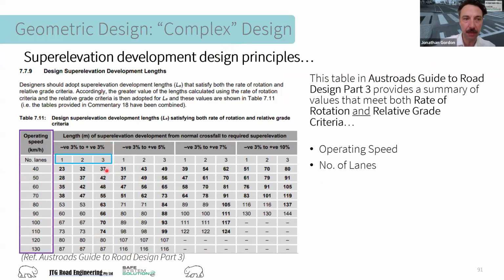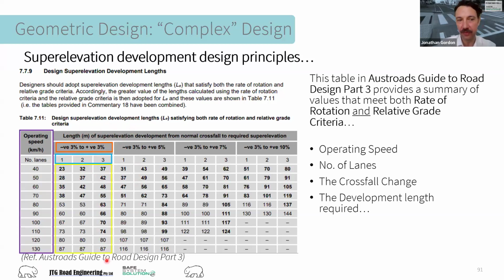So I'm going to use this example here, which is a 3% to 3% crossfall change. Number of lanes, typically it would be a single lane twist for a crown carriageway. If you had one-way crossfall, you might be tilting it from one edge only. You could be looking at a two-lane twist though. And then we've got our crossfall change, which I suggested just earlier, is from 3% to 3%. So that's a 6% change in crossfall. And then we've got the development lengths required for our speeds and combinations of lanes within the crossfall changes.